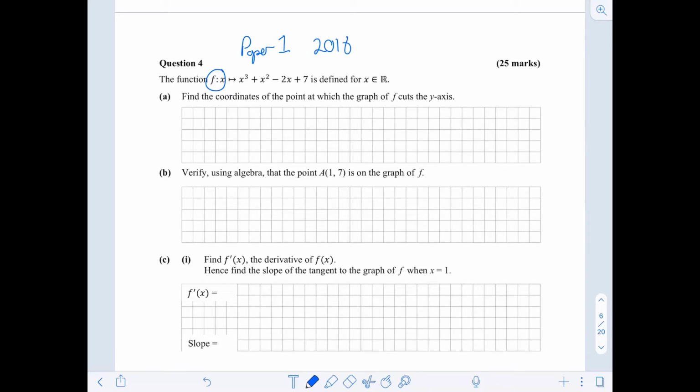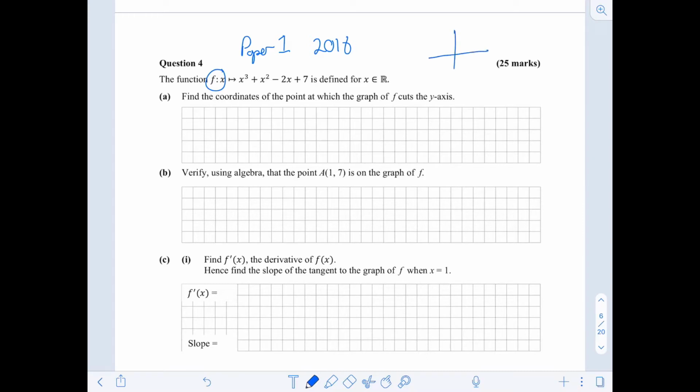I'm going to have to differentiate here. It may not happen, but it's highly likely that you will be asked to differentiate on paper 1 in the functions question. Find the coordinates of the point at which the graph f cuts the y-axis. Cuts the y-axis? Well, we let x equal 0.